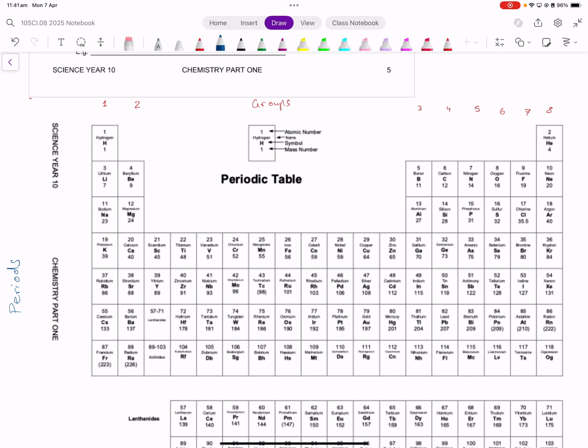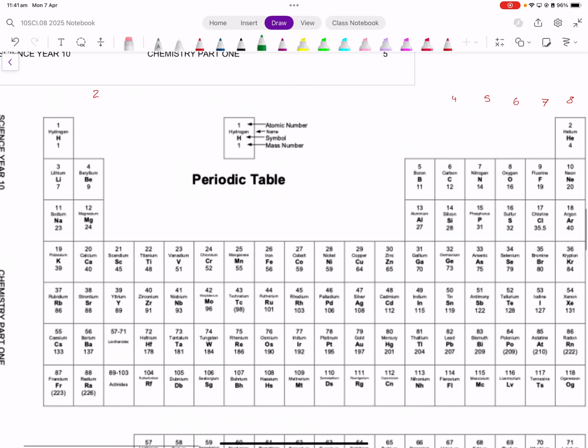So I'm going to grab just a different color here, and we're going to write some things. In our first group of the periodic table, all of the elements have a charge of +1. In our second group of the periodic table, all our elements have a charge of +2. In our third group of the periodic table, everything has a charge of +3.